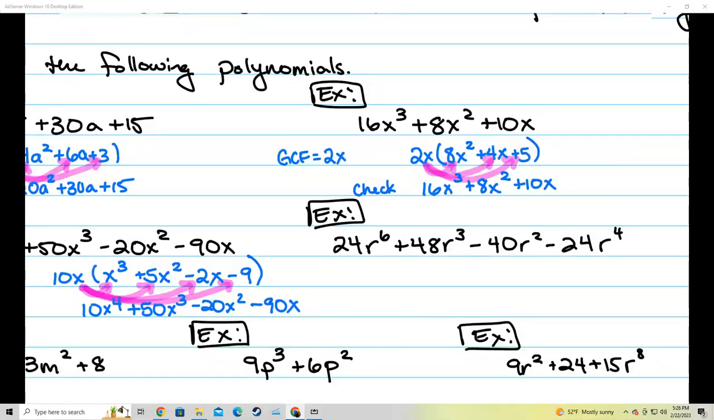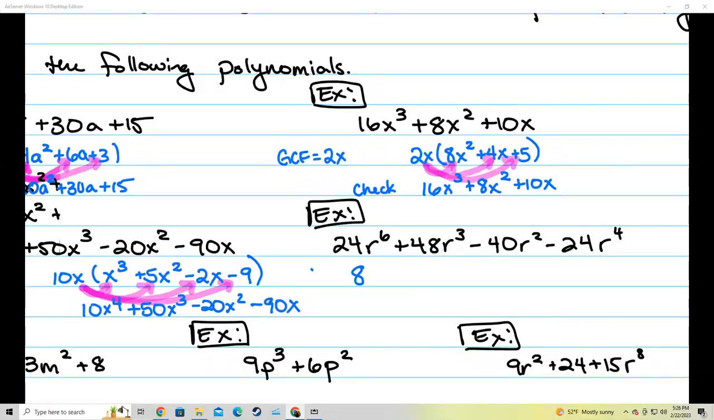What goes into 40? 1, 2, 4, 5, 8, and 10. It looks like 8 is the biggest number that works for all three numbers so far. 8 works here, 8 works here, 8 works here, and 8 works here. So I think 8 is the one we're going to go with. 8 is the largest number that goes into all of those.